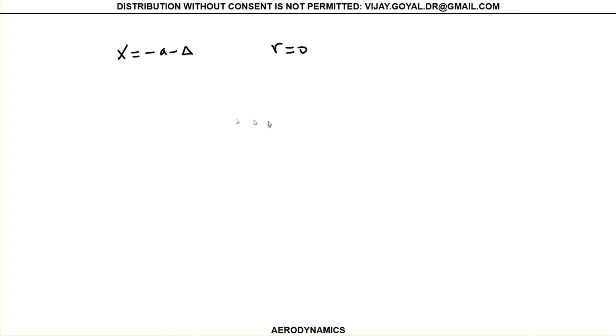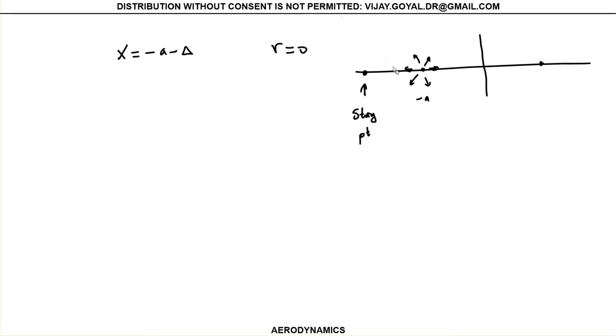So if I did that, just to show you what's going on, I have a source. This source is at this location, okay? This source is given at point minus a. I got my stagnation point right here where I know everything is 0. So I am trying to see if I am located at a distance right here, and this distance is delta. Okay, so the total distance from here to here, that would be x is equal to minus a minus delta.